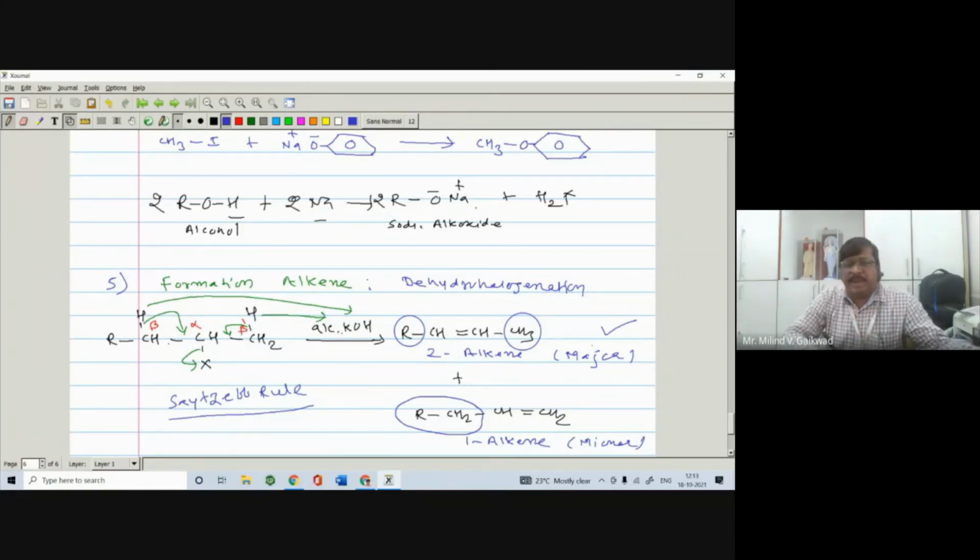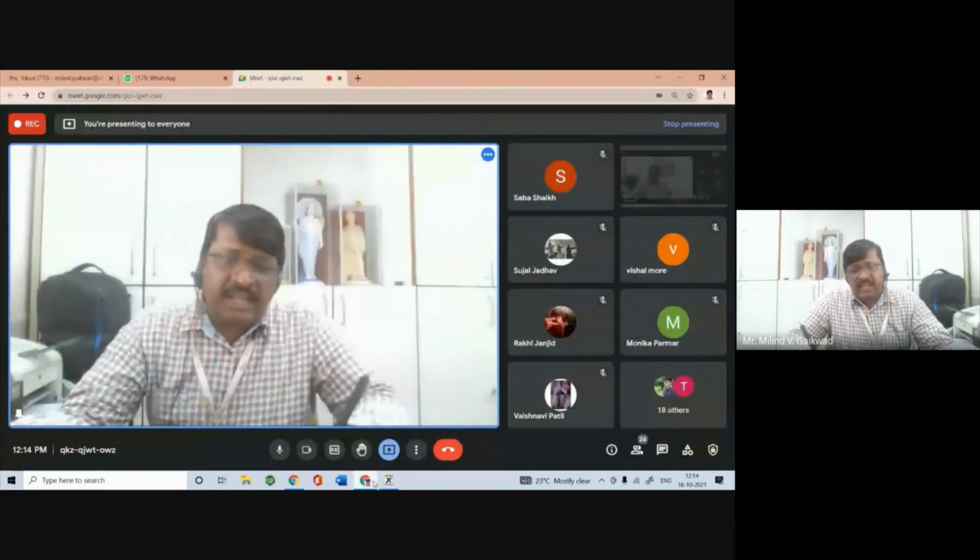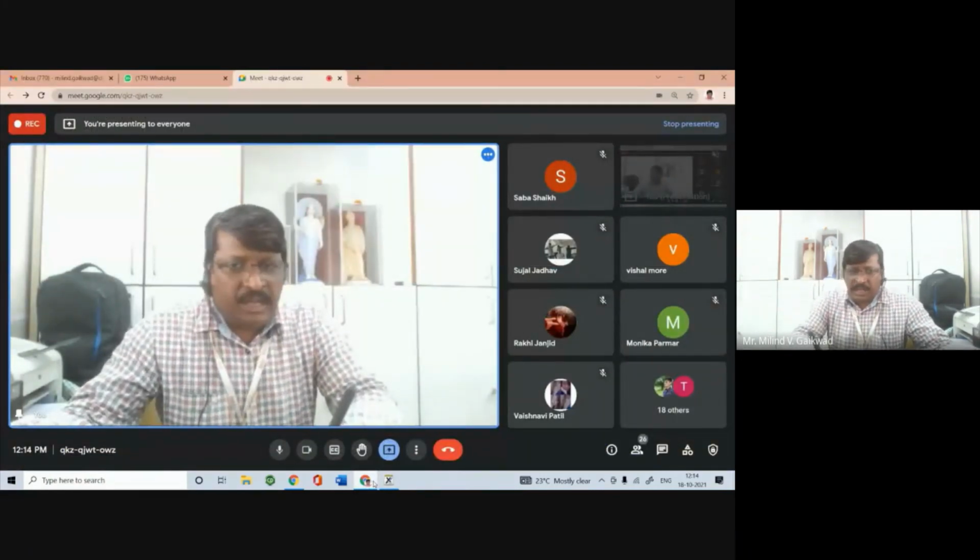So by elimination, in five ways we have seen the chemical reactions given by this alkyl halide. The next part is the substitution reaction given by this alkyl halide, which we will learn in the next lecture.